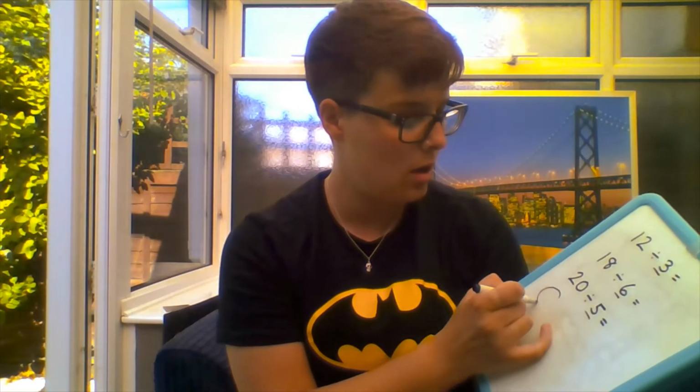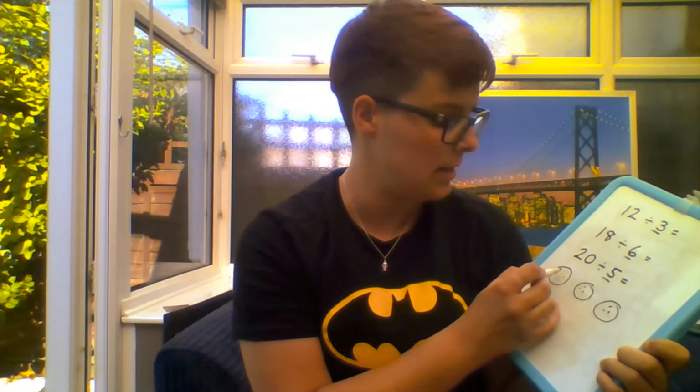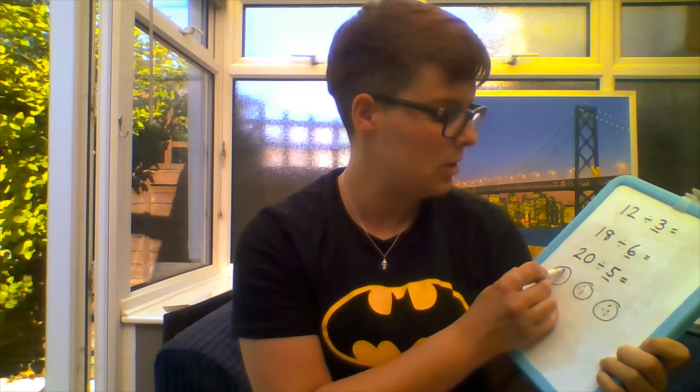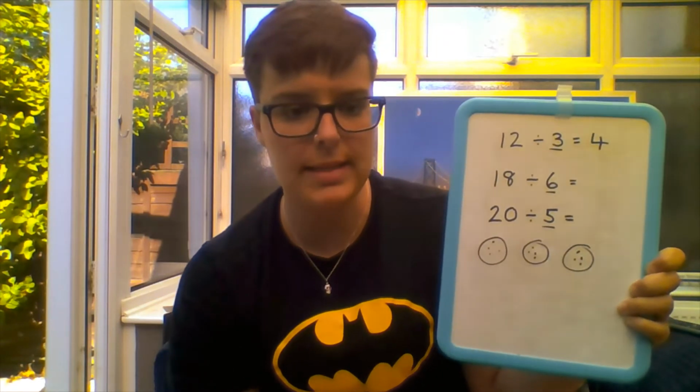So number 1, you'll do 3 circles, and then share 12 equally, so 1, 2, 3, 4, 5, 6, 7, 8, 9, 10, 11, 12. Okay, so I've shared 12 equally and I can see that there's 4 in each group. The next one, 18 divided by 6, so I'd need 6 circles.